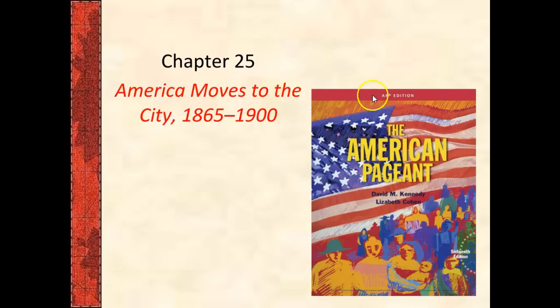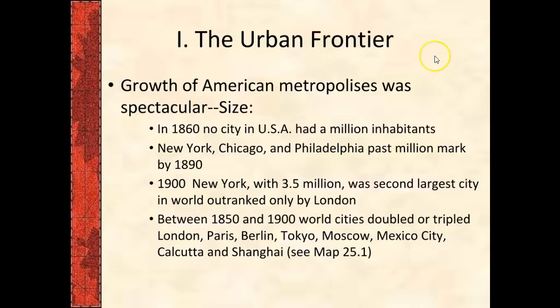But let's begin. This is America Moves to the City, 1865 to 1900, focusing on urbanization. Urbanization is a city movement where you have people moving into the cities either internally, with migration coming from the countryside, or externally, people coming in as immigrants.